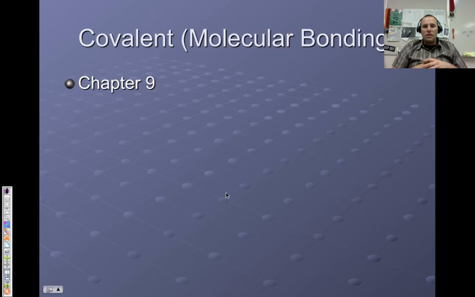Up next, we'll be looking at our final type of bonding, which is known as covalent bonding or molecular bonding.